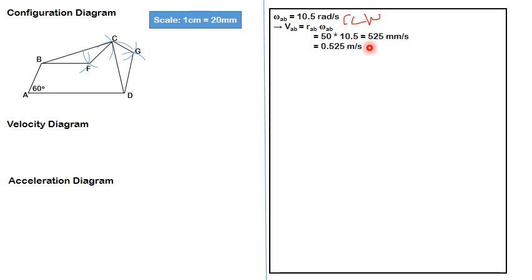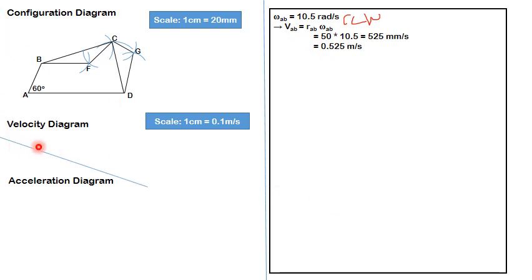First, I need to draw this VAB in the velocity diagram. I know its magnitude and I know its direction. The tangential velocity VAB acts at point B and it acts perpendicular to link AB. Always remember that tangential velocities act perpendicular to the links. Since the magnitude is 0.525 meters per second, it will be better to take a scale of 0.1 meter per second equal to 1 centimeter. That's what I have done, and draw a line perpendicular to link AB like this.